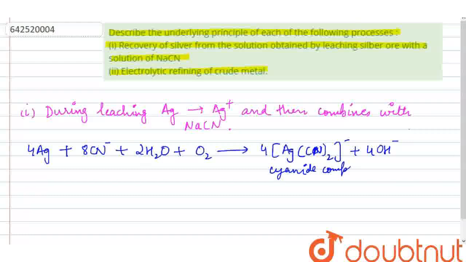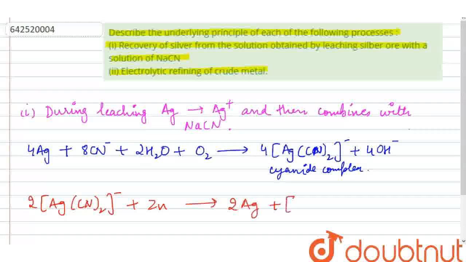Now from this complex, the silver can be extracted by the displacement reaction. So I am taking this cyanide complex here again, and it is reacted with a more electropositive metal, that is zinc, and zinc will displace silver from this complex, and pure silver will be extracted, and zinc forms the complex. So this is the recovery of silver obtained by leaching of silver ore with solution of NaCN.